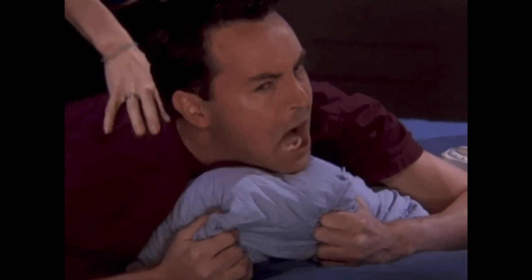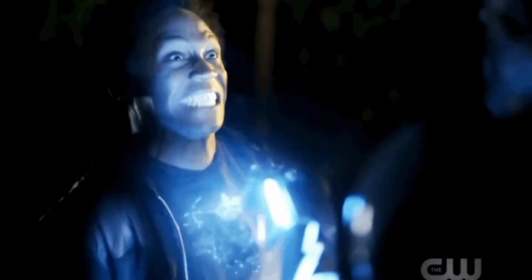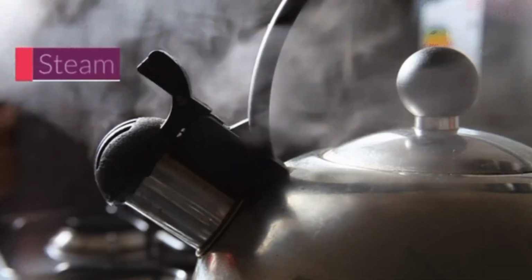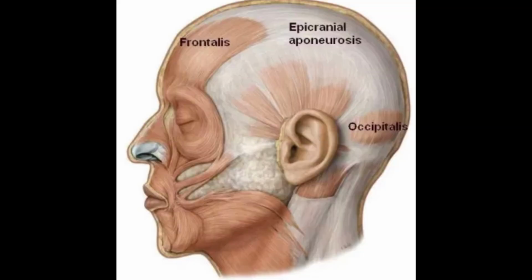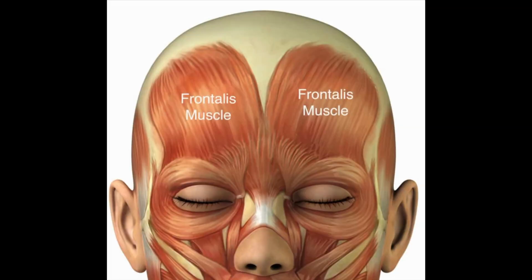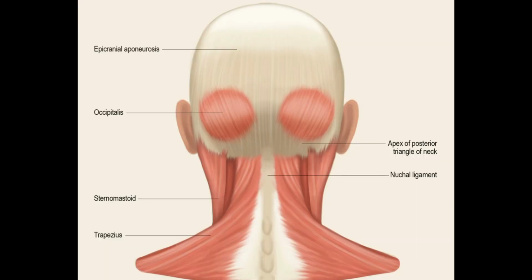Muscle tissue may be stimulated by massage, electric current, heat and light rays, moist heat, nerve impulses, and chemicals. Muscles of the scalp include the epicranius, frontalis, occipitalis, and the aponeurosis.